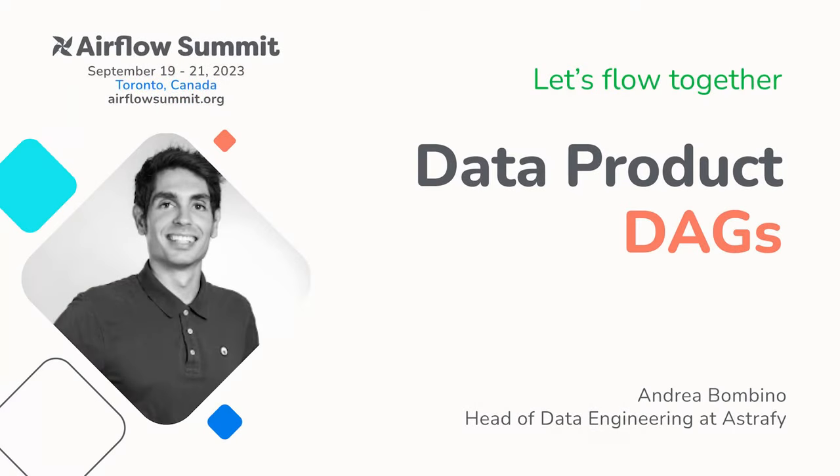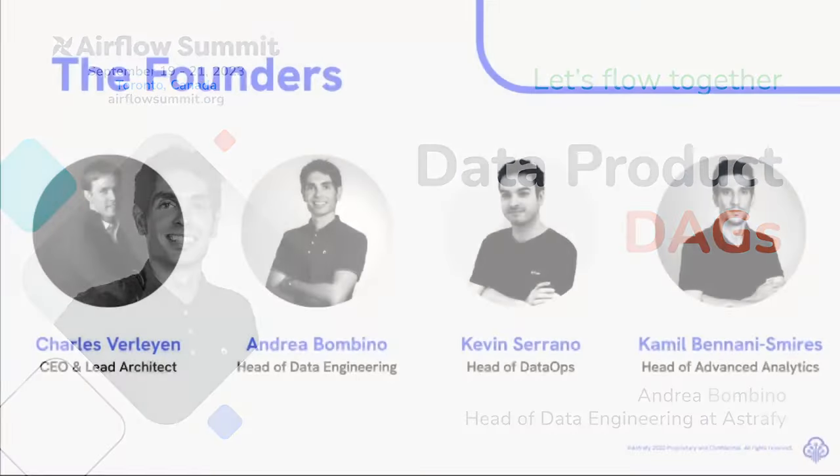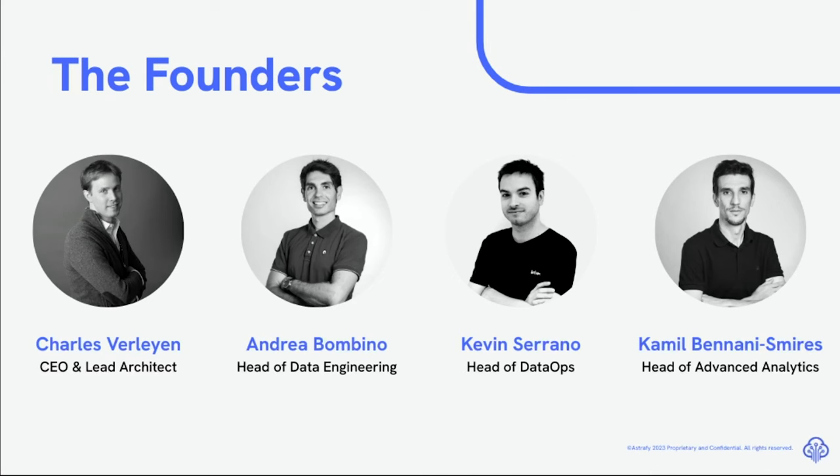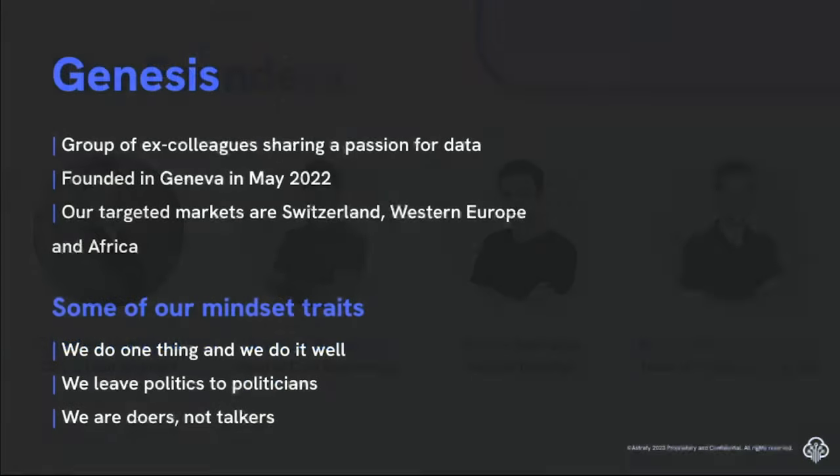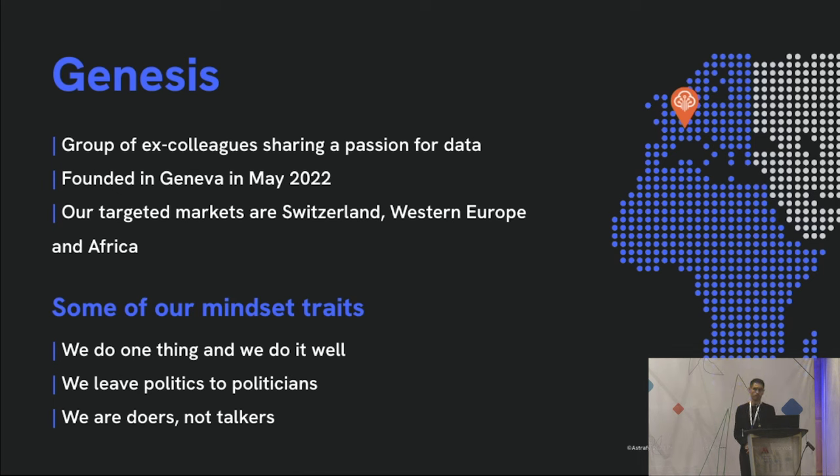I am a founder of Astrafy with these three other guys. Charles, that is our CEO, lead architect. Kevin, that is our guru on data ops and DevOps. And then we have Camille, that I used to call a magician because he's doing all this machine learning, AI, and advanced analytics.